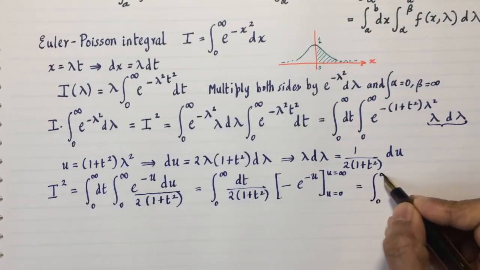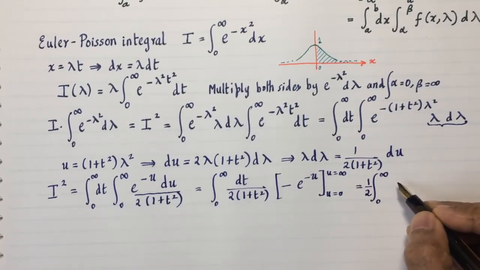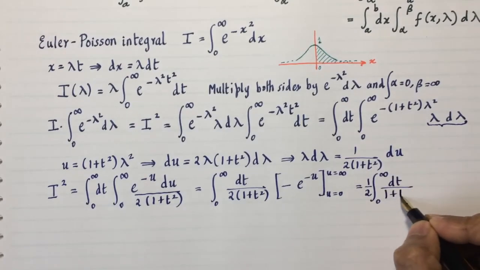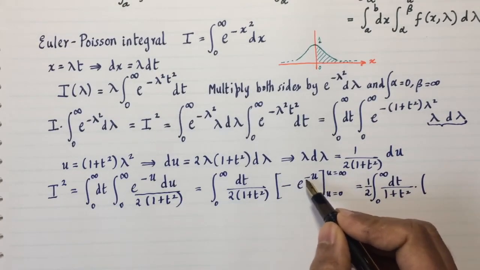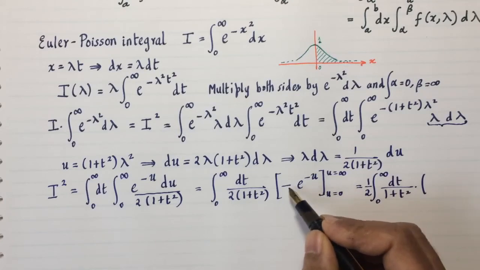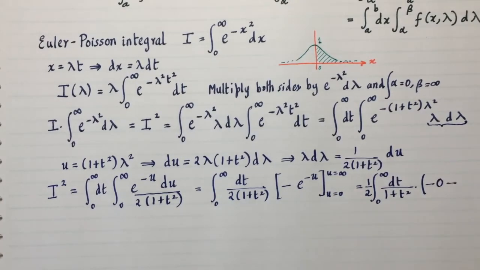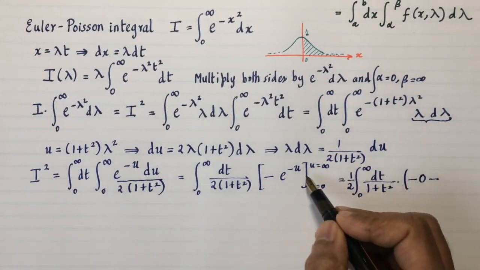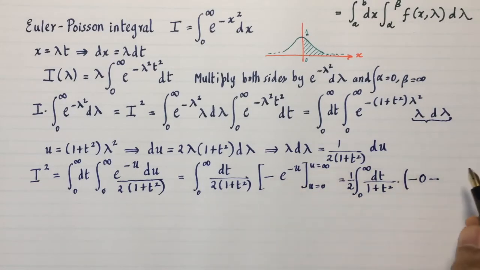So that's integral 0 to infinity. Let me just take this half outside. So I get dt over 1 plus t squared. Now the exponential at minus infinity becomes 0. So the upper limit is 0 and the lower limit is going to be 1. But the lower limit has got a minus sign. So that's minus of minus 1.